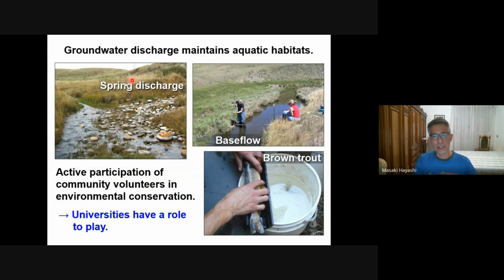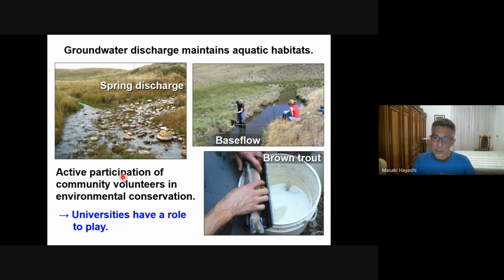This creek is fed by a large spring, and it looks like this during the base flow period. But believe it or not, there are some trout in this creek. It's the biologist who caught the trout from the creek.